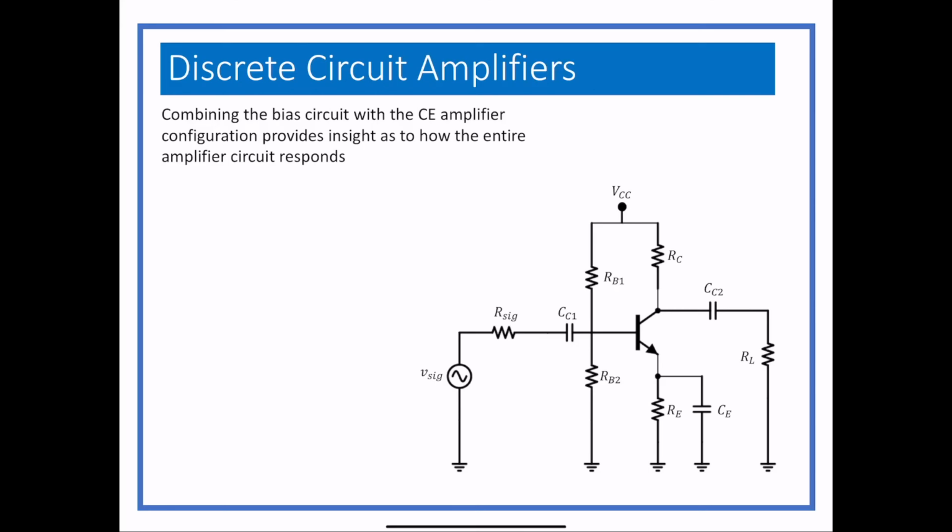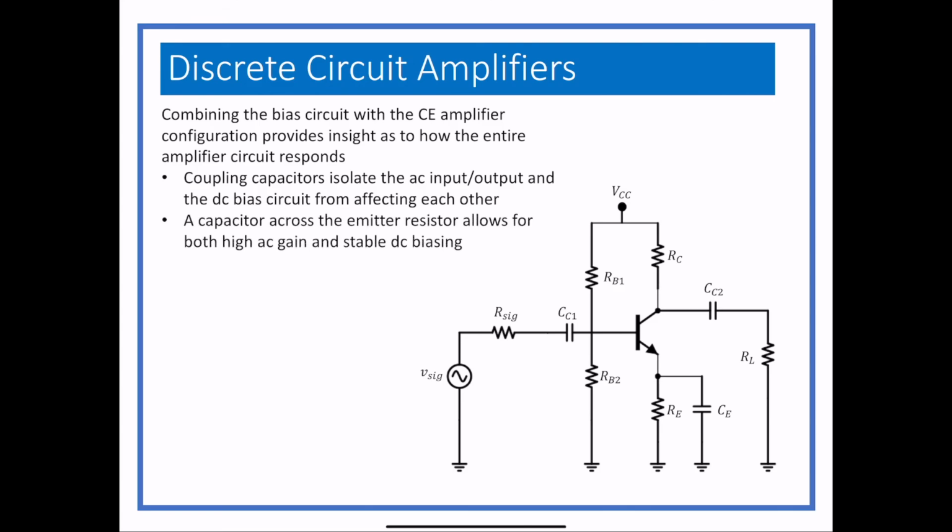There are coupling capacitors that basically isolate the AC and the DC circuit from them. So CC1, CC2, and CE all basically look like shorts for the AC circuit. They look like opens for the DC circuit. The capacitor across the emitter resistor allows that emitter resistor to not appear in the gain equation.